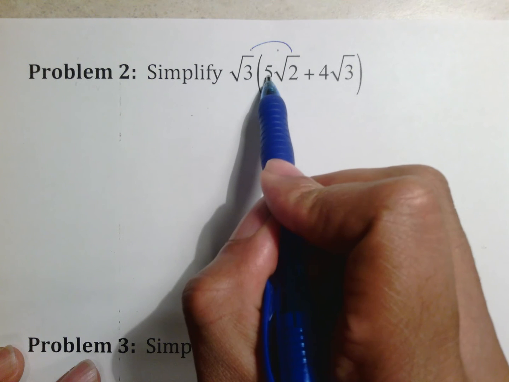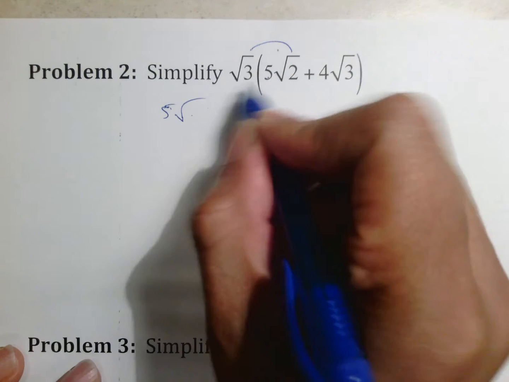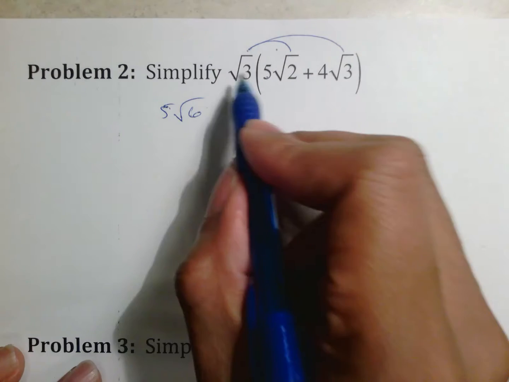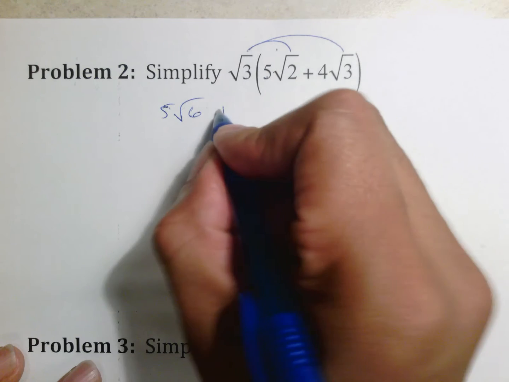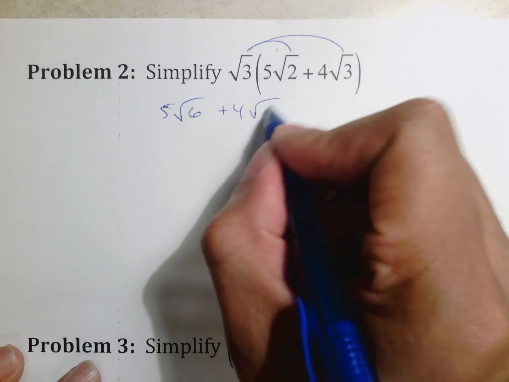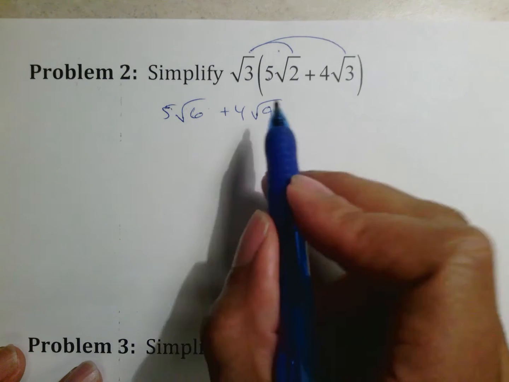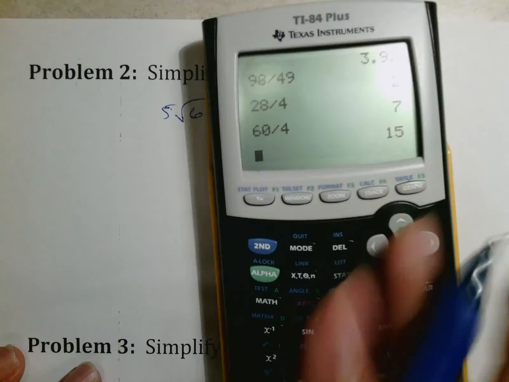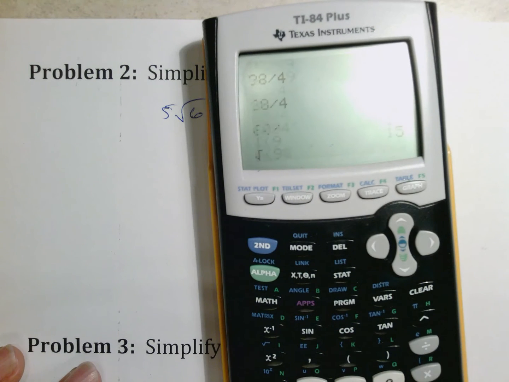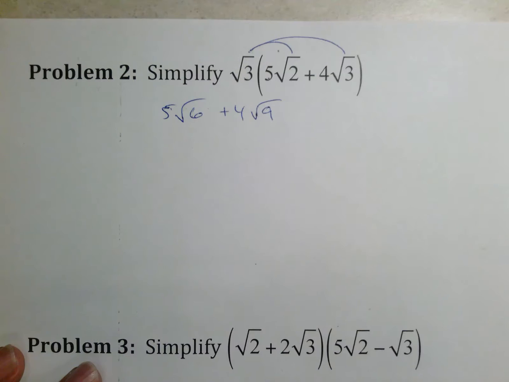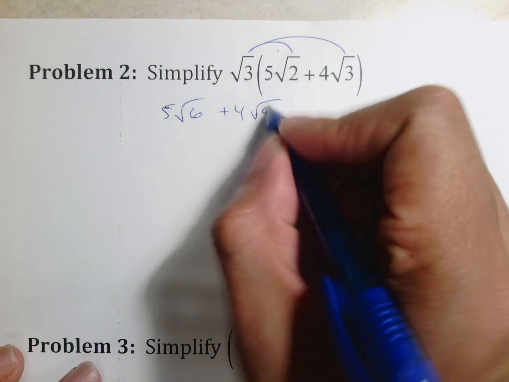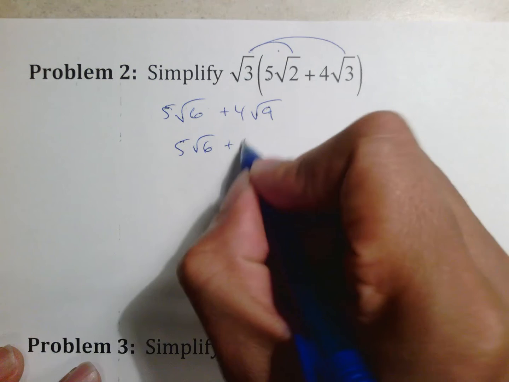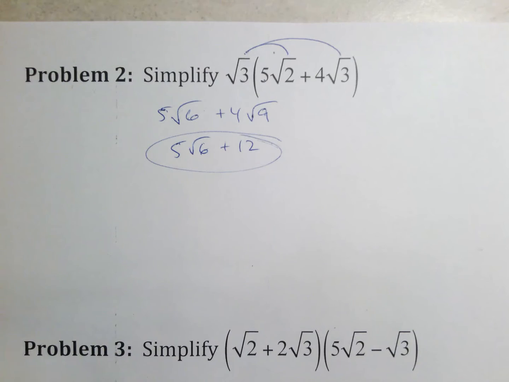The only outside number here in this group is 5. Inside is 3 times 2, which is 6. When I multiply these, the only outside number is 4. And inside times inside makes 9. I know for a fact that 9 is a perfect square. Square root of 9 is 3, which it is, 3 times 3. So that means that this turns into a 3, so I end up with 5 root 6. This turns into a 3 times 4, which gives me the answer of plus 12.